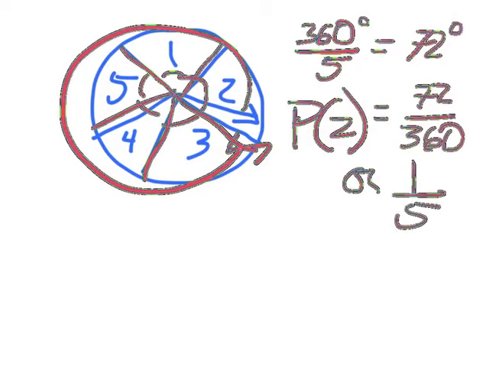So it just depends if you want to make your sample space the number of degrees in the sector, or if you want to make your sample space the actual number of sectors. But in either case, 72 over 360 reduces to 1 over 5. And so this becomes just a handy way to help us think about spinners.